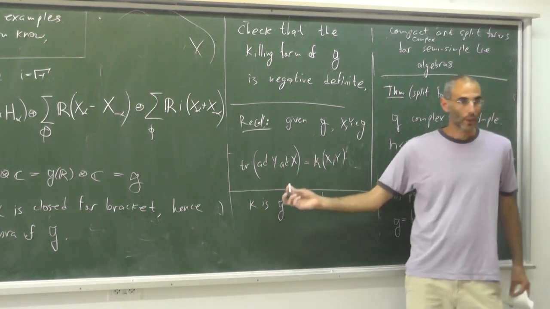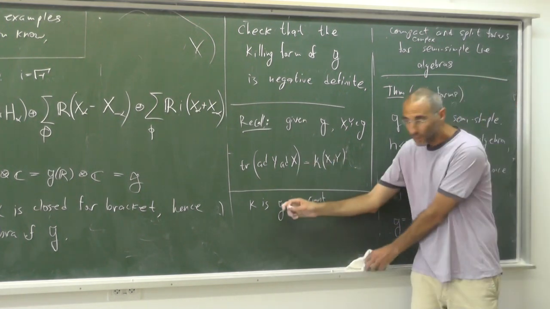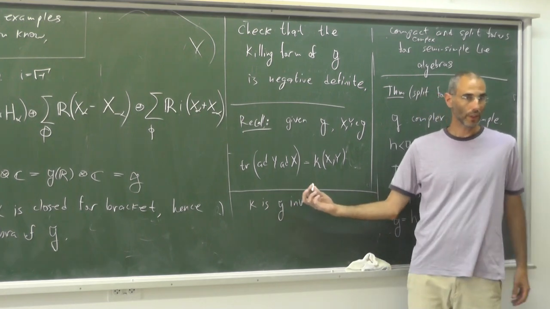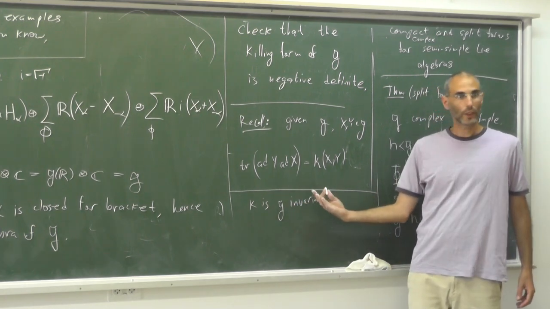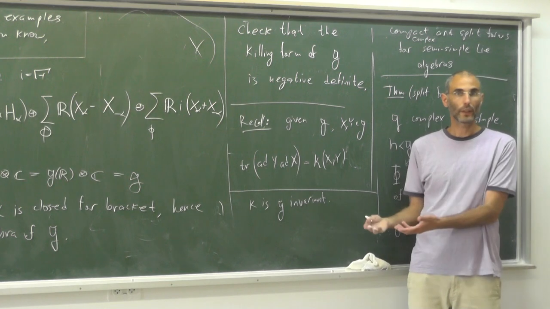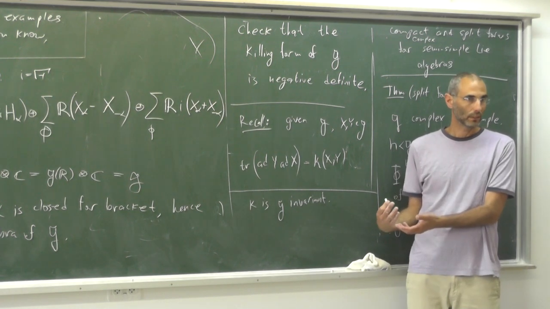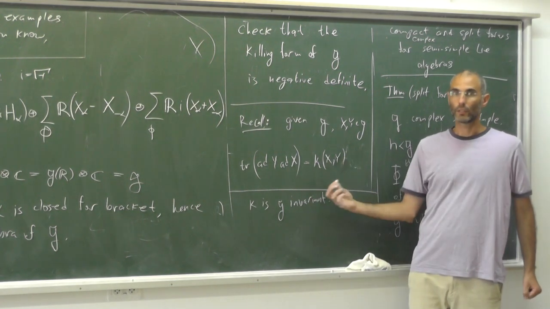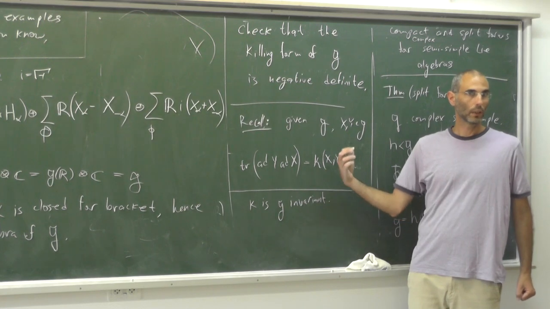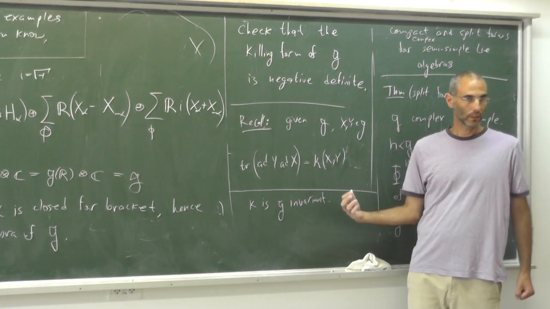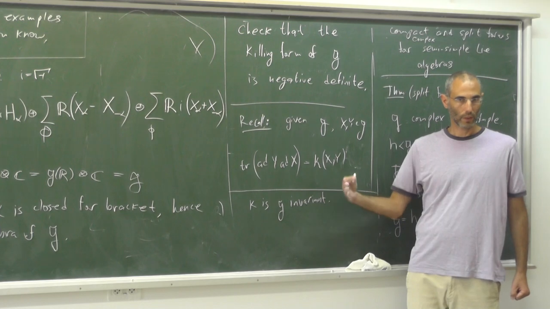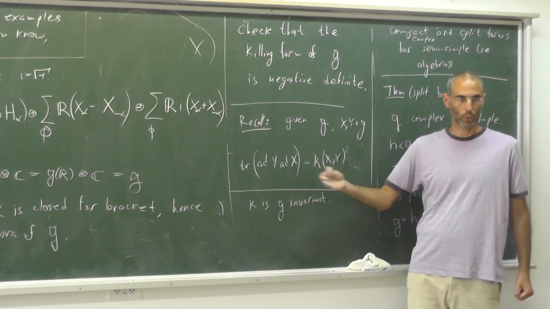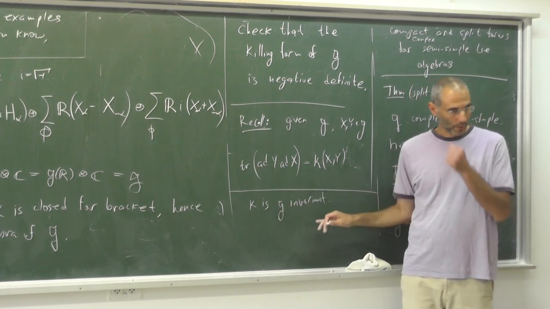If K is G-invariant, meaning the bilinear form is invariant, it is easy to see that its radical, the common kernel of everything, is an ideal. If you have an invariant bilinear form on the Lie algebra, its radical is an ideal. The radical of a bilinear form is everything which is perpendicular to the whole space, and so it must be an ideal.